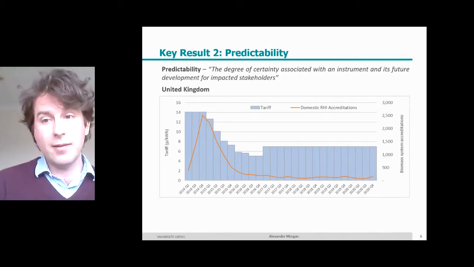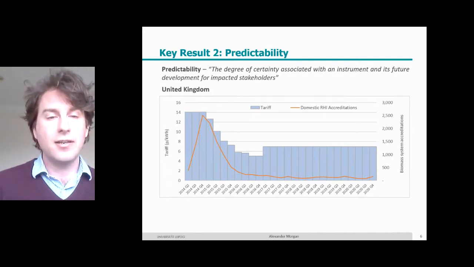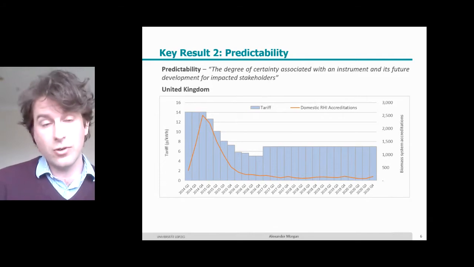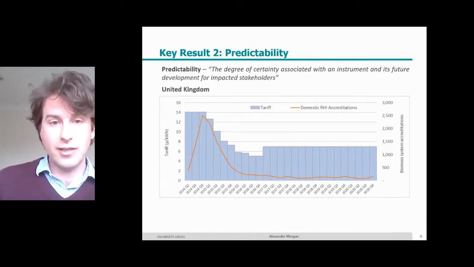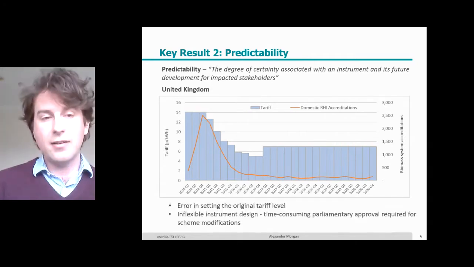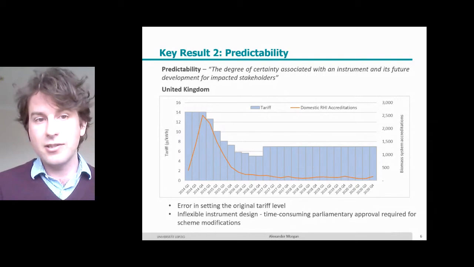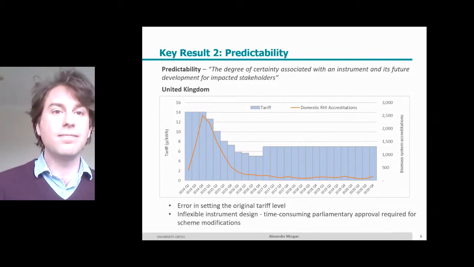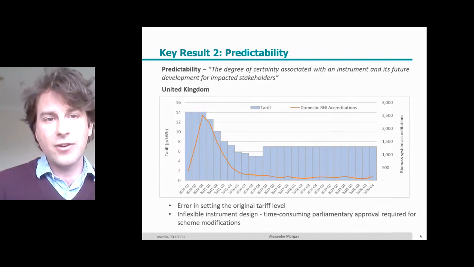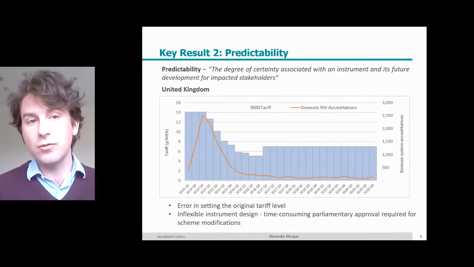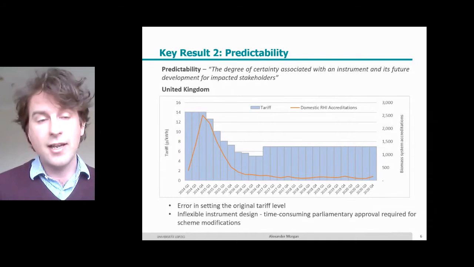It was pointed out by several interviewees that they believed this reduction in the tariffs payable was too aggressive and severely impacted the market. To lay out some of the key reasons why this possibly occurred: firstly, it seems there was potentially an error in the setting of the original tariff level. It was set too high.